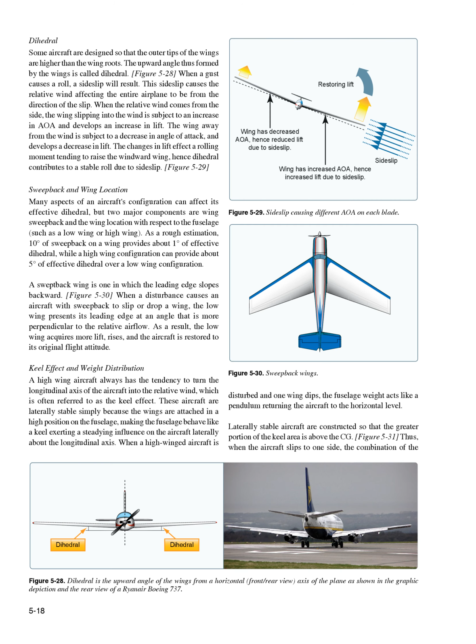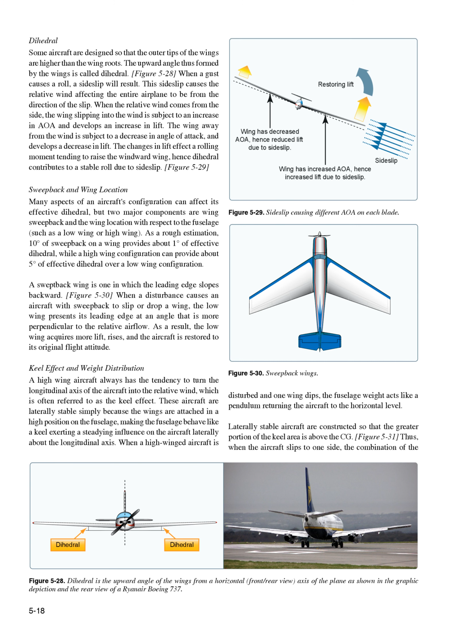Dihedral: some aircraft are designed so that the outer tips of the wings are higher than the wing roots. The upward angle thus formed by the wings is called dihedral. Figure 5-28: when a gust causes a roll, a sideslip will result. This sideslip causes the relative wind affecting the entire airplane to be from the direction of the slip.